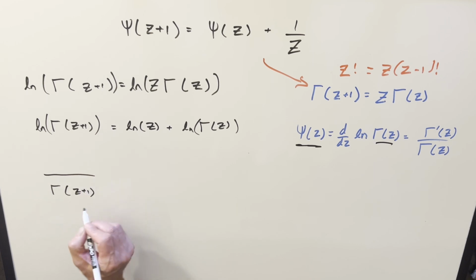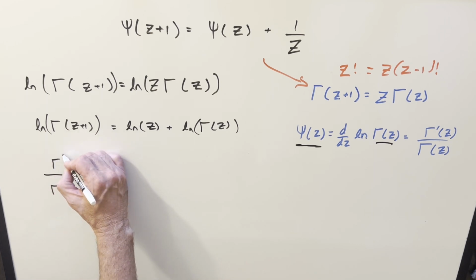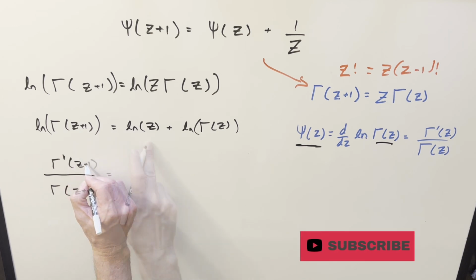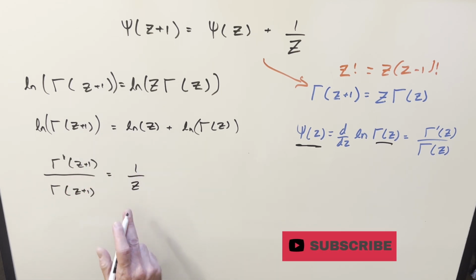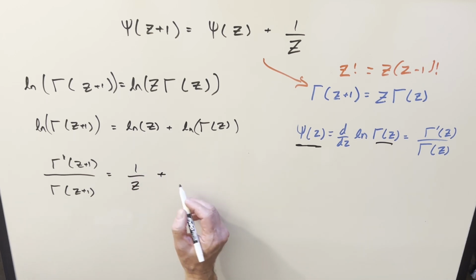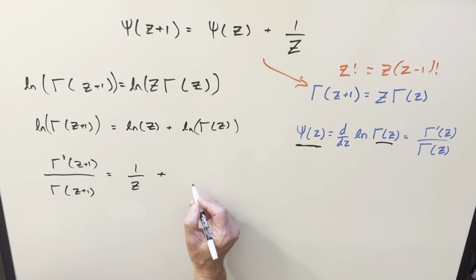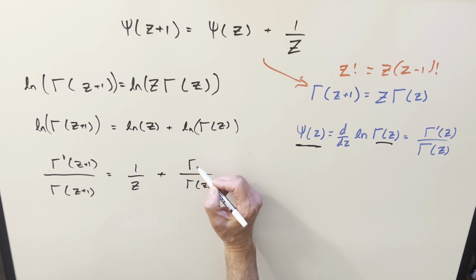But then we do need the chain rule on this. So in the numerator, we're going to have the derivative of gamma z plus 1. Then over on the right side, this is just going to become 1 over z. We're differentiating here with respect to z, so the chain rule is just going to give me another 1, so we'll leave that off. And then here, same kind of thing: derivative of this is going to be 1 over gamma of z. Chain rule gives me gamma prime of z.